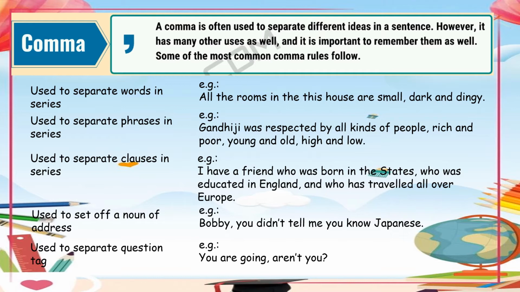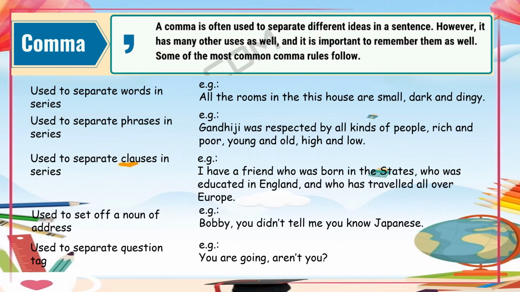Then I'll write the end one. Used to set off a noun of address. Bobby, comma, you didn't tell me you know Japanese. Something is going on with the main noun and the person is saying it. So Bobby, the main noun, put a comma and then speak you.